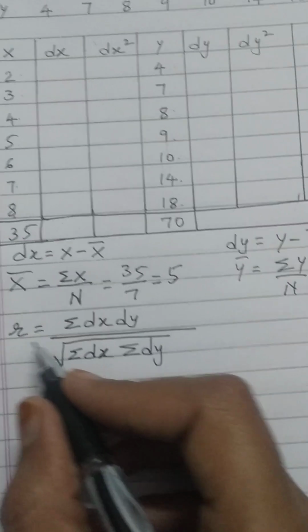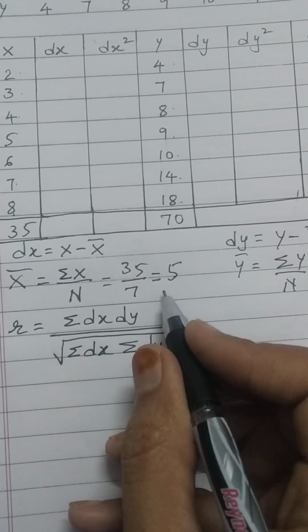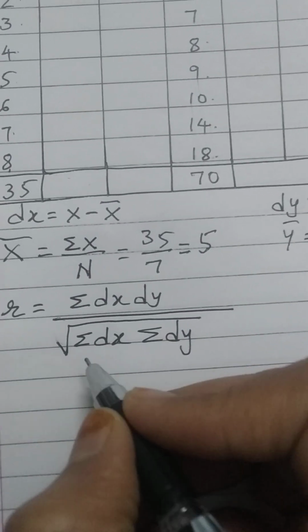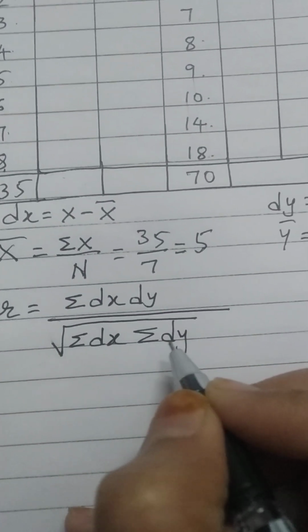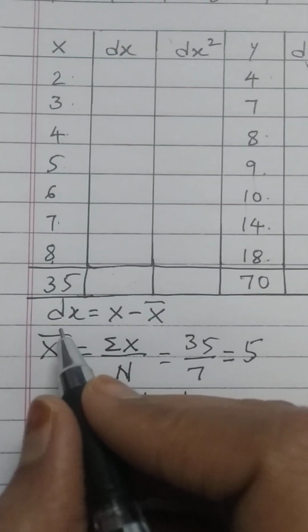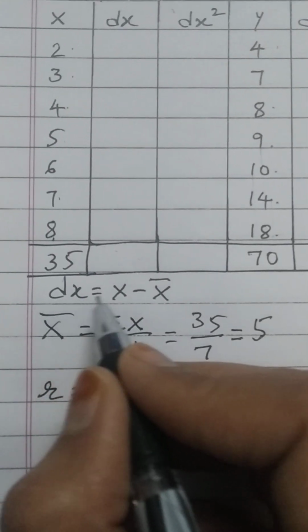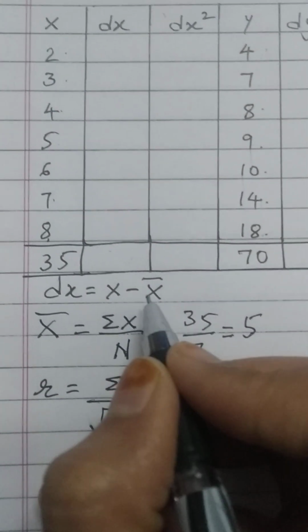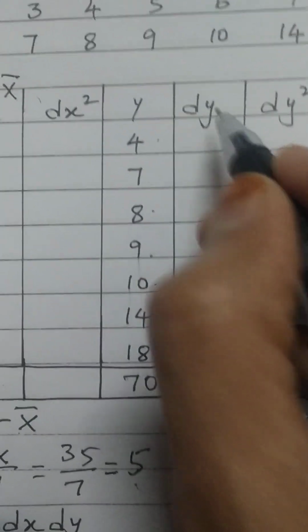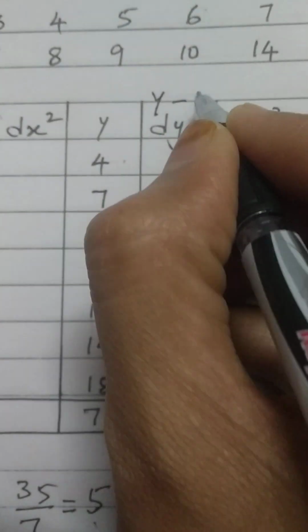The formula is: r is equal to summation of dx dy divided by square root of summation of dx square into summation of dy square. Now what is dx? Dx I will calculate like this: dx is equal to x minus x bar. X bar I got as 5. And what is dy? Dy is equal to y minus y bar.